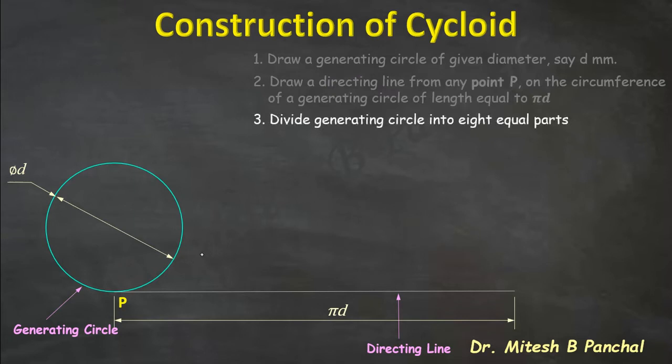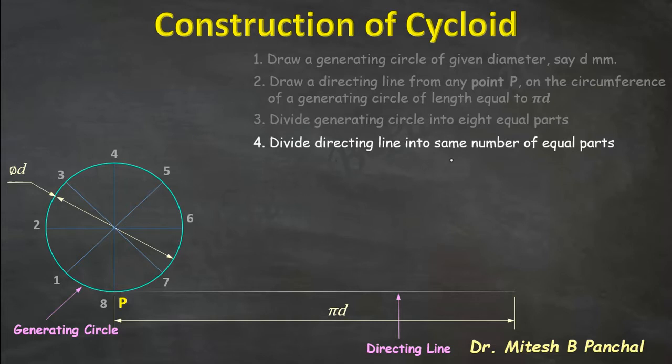Now divide the generating circle into any number of equal parts. Here I have considered 8 equal parts. As the generating circle rolls on the directing line, P will move in the clockwise direction, so we will follow the same direction for numbering the divisions of the circumference: 1, 2, 3, 4, 5, 6, 7, 8 in clockwise direction.